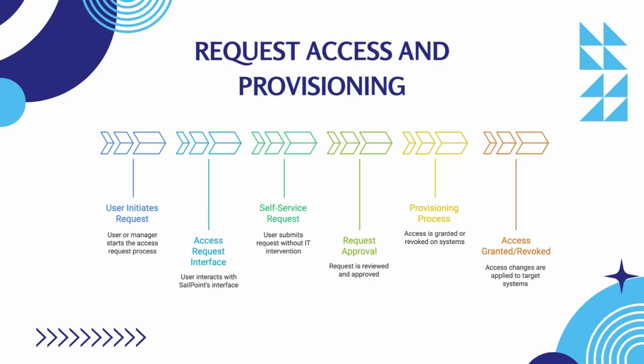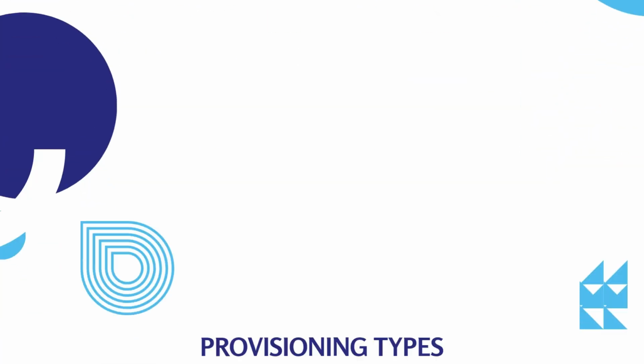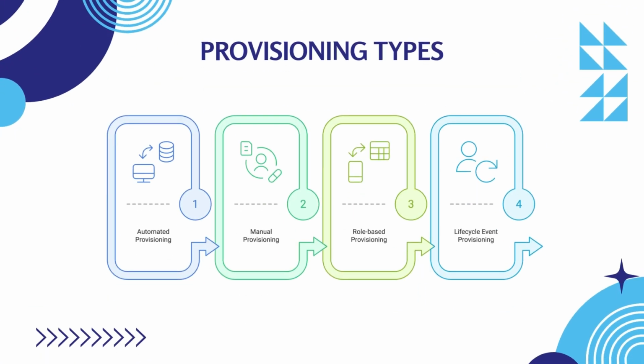Then we have provisioning, which is the process of actually granting or revoking access on a target system based on approved requests, policies, or lifecycle events. So it's how SailPoint executes changes, turning requests into real-world account updates. It has certain types, like automated provisioning, where IIQ automatically makes changes via a connector once approval is completed. Then manual provisioning, used when a target system has no connector, where the help desk or an admin completes it manually, then marks it as done in IIQ.